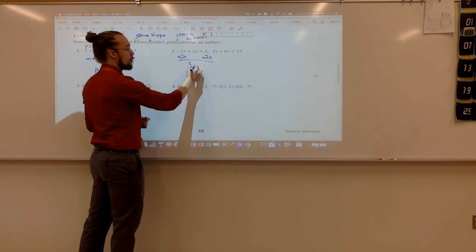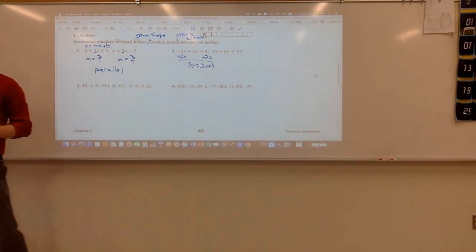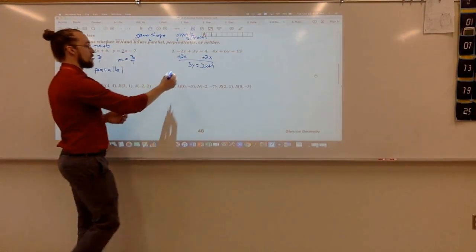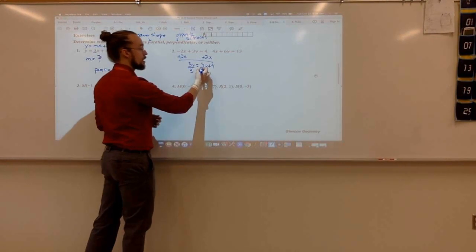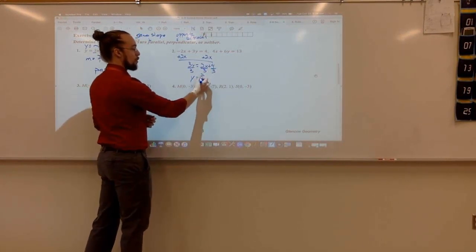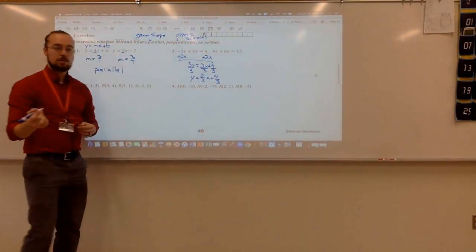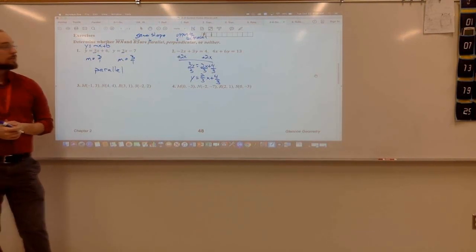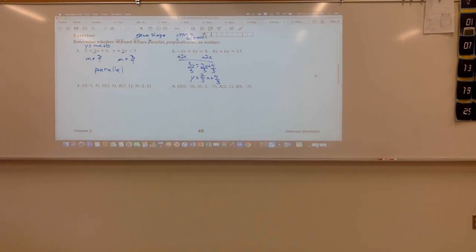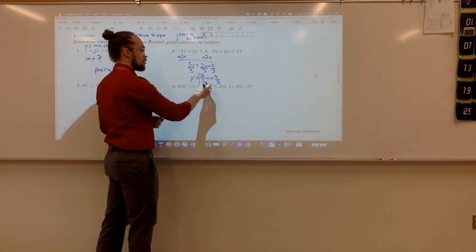So we'll have 3y equals 2x plus 4. Then what would I need to do? Divide it all by 3. Exactly, so I'm dividing everything by 3. We'll end up with y equals 2/3 x plus 4/3. So what is the slope of this line? 2/3. The slope is 2/3.